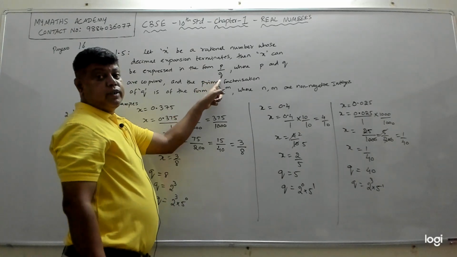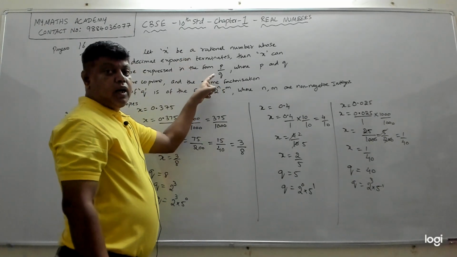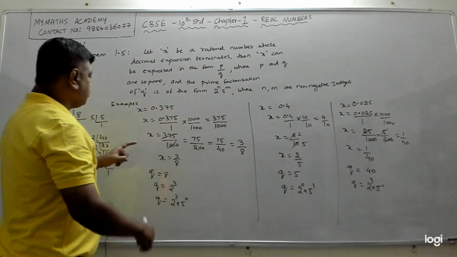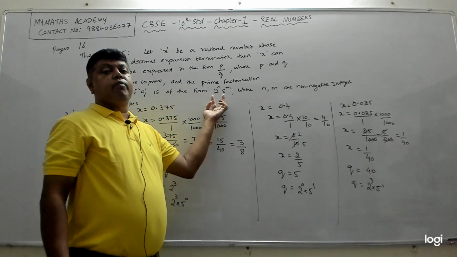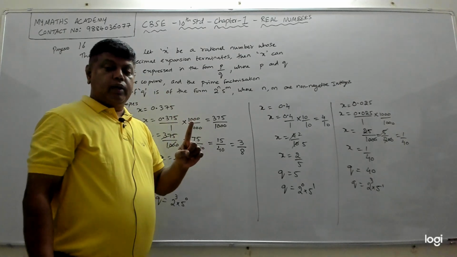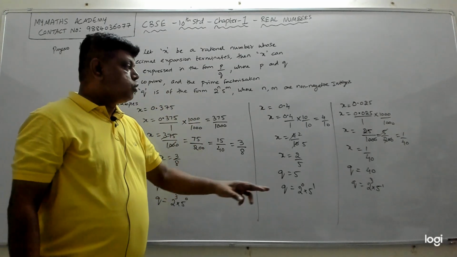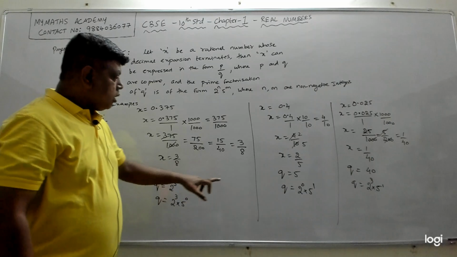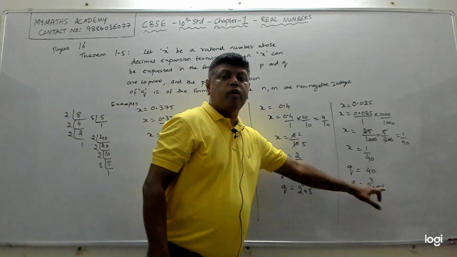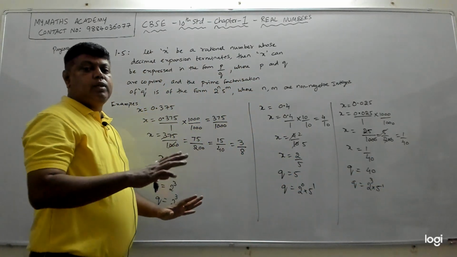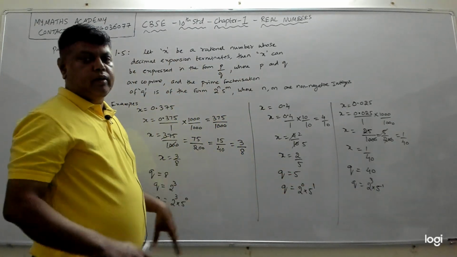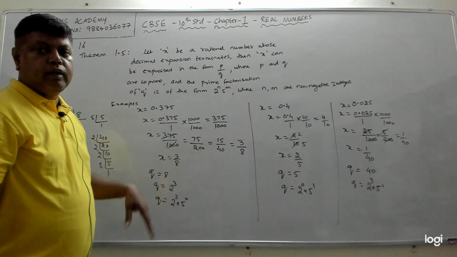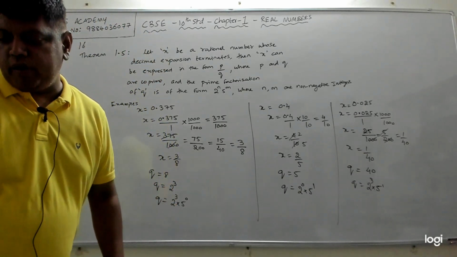That time we should go and check the denominator, and you will see that the prime factorization of q will be in the form of 2 power n, 5 power m. Which means it will have only 2, or only 5, or both 2 and 5. It should not have any other number like 3 power 3 or 7 power 2. Nothing should come like that. So this is theorem 1.5.